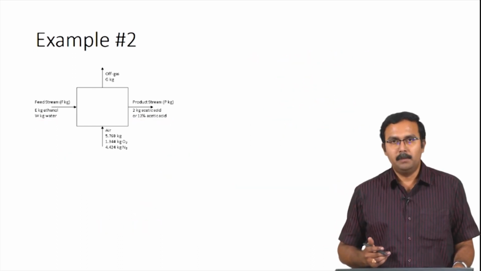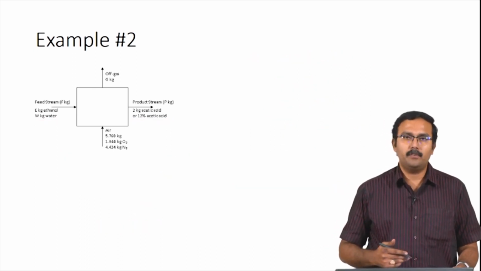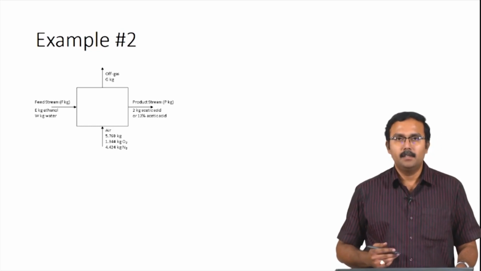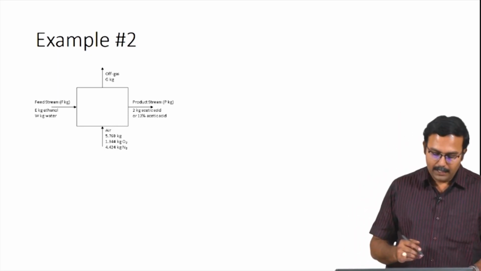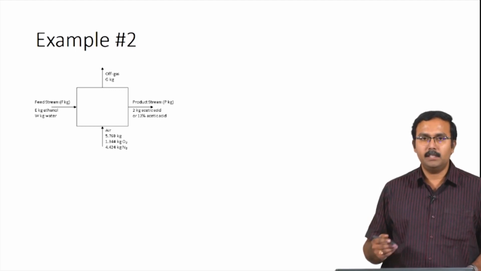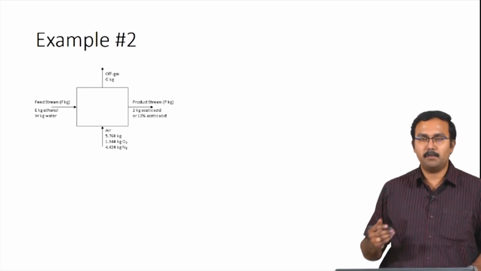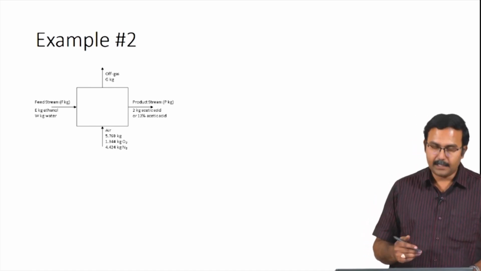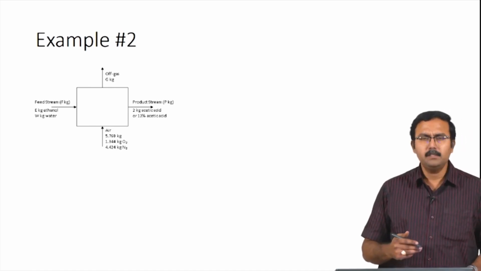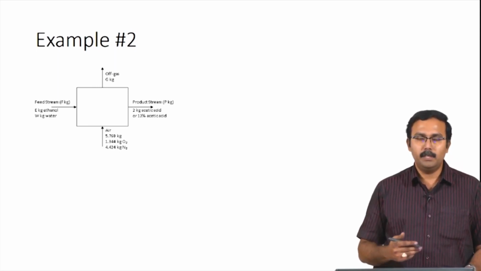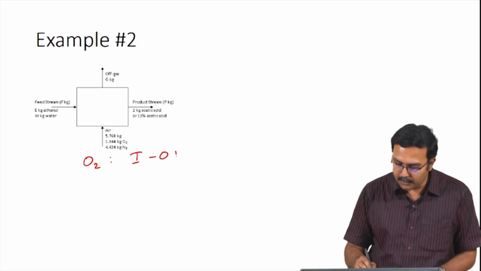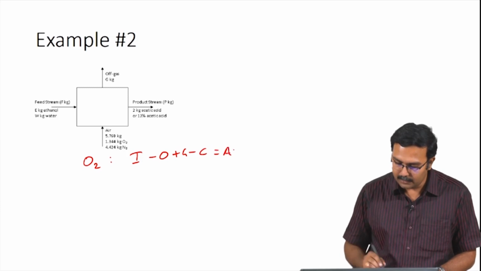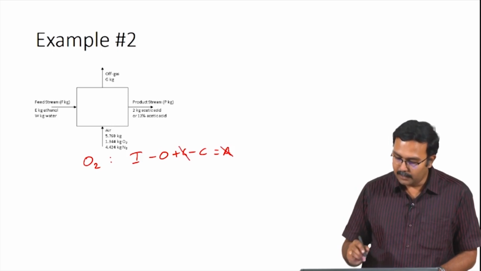For the last part of the problem, we have been asked to calculate the composition of the off gas which is leaving the system. For that, we need to write the balances for oxygen and nitrogen. So, we know that 1.34 kilograms of oxygen and 4.424 kilograms of nitrogen are entering into the system. So, let us write the oxygen balance to calculate how much oxygen has actually been consumed during this reaction. So, oxygen balance would start from again input minus output plus generation minus consumption equals accumulation. So, oxygen is not generated, it is not accumulated at steady state conditions.